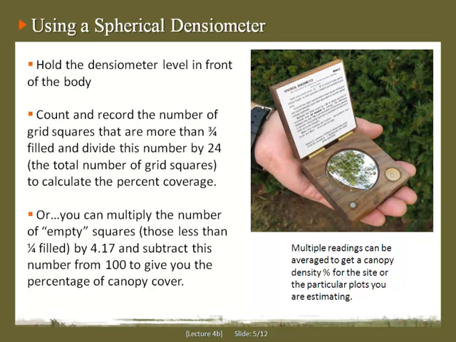To use a densiometer, hold it level in front of the body. You can count and record the number of grid squares that are more than 3/4 filled and divide this number by 24, which is the total number of grid squares, to calculate the percent coverage. Or you can multiply the number of empty squares, those less than 1/4 filled, by 4.17 and subtract this number from 100 to give you the percentage of canopy cover. Multiple readings taken through random places throughout the stand can be averaged to get a canopy density percentage for the site or the particular plots you are estimating.